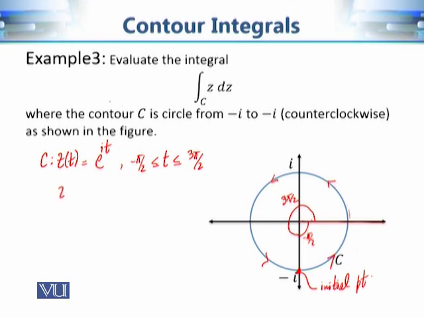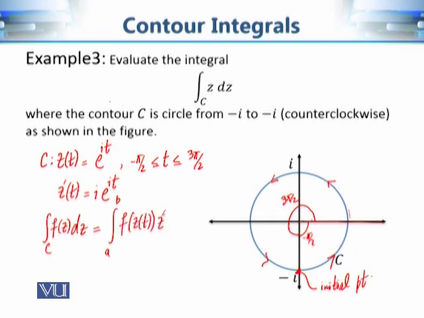Of course, if we want to calculate this contour integral, we are going to need its derivative, which is iota e raised to power iota t. And let's see how to integrate this. Of course, we are going to apply this way of evaluating. So this is going to be the integral from a to b, where a in this case is minus pi by 2, b is 3 pi by 2, and then we calculate f of z of t, z prime of t, dt.